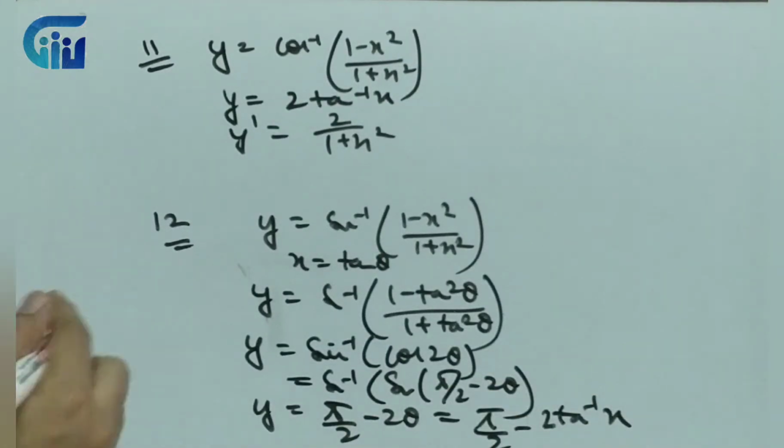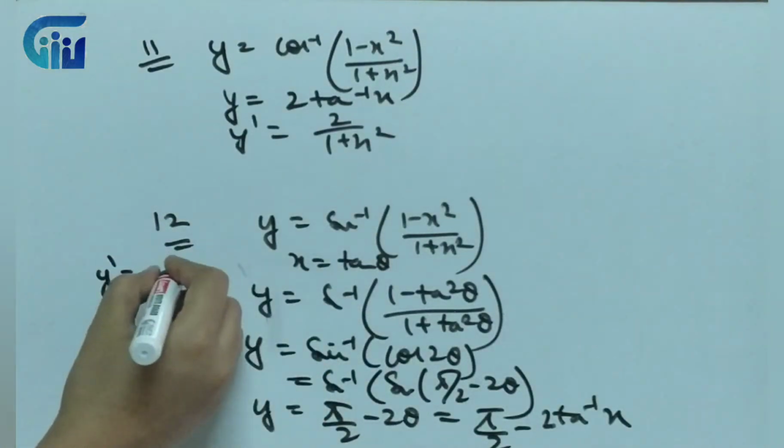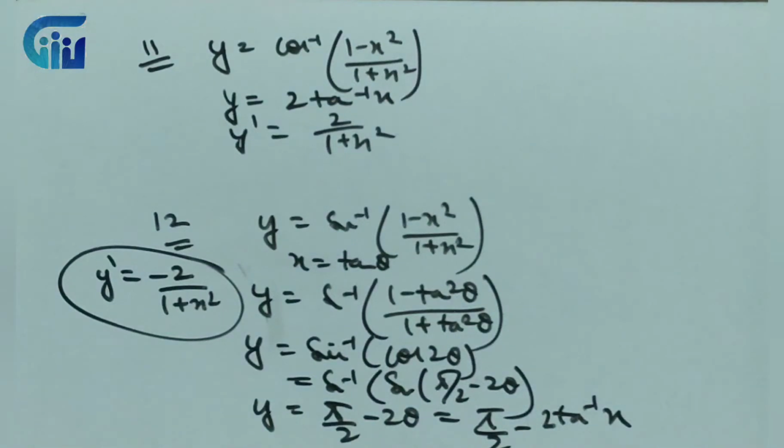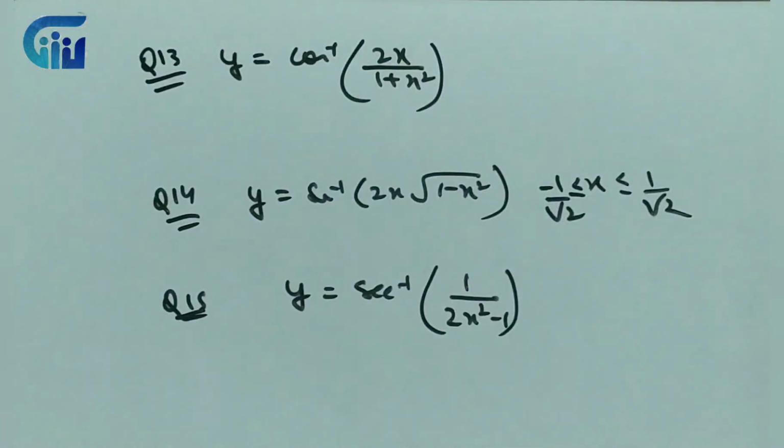Right? So now the derivative of pi by 2 is 0, and of 2 tan inverse x is 2 upon 1 plus x square. So this is the derivative. Right? So this is how we come out of a particular question. Okay, so next question is question number 13.